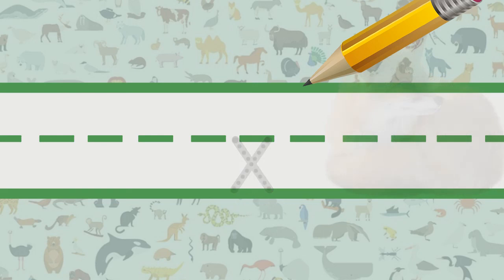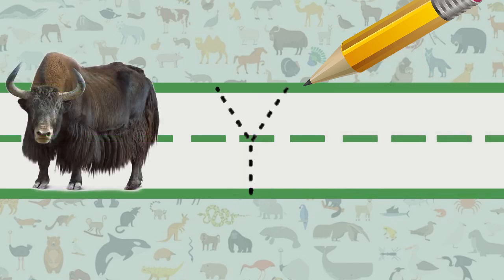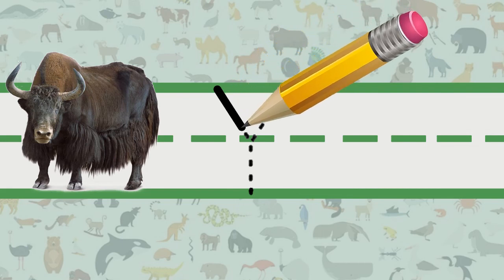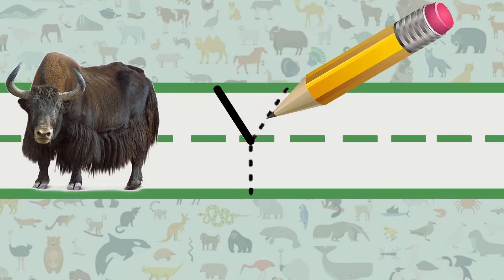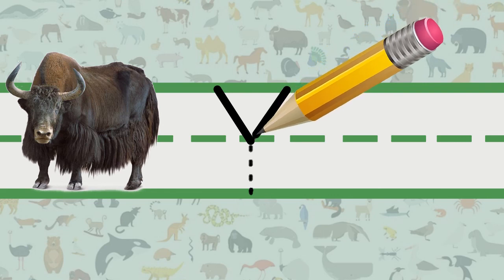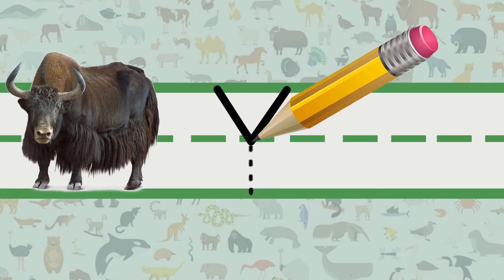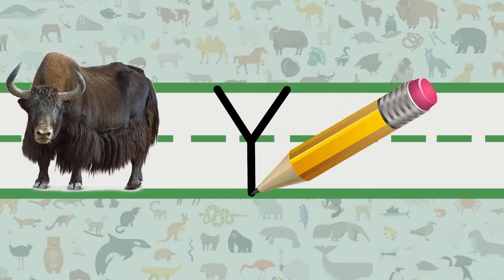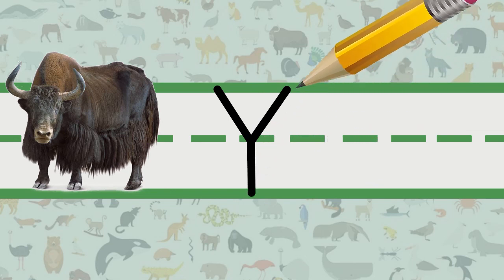Good job. Now let's write the letter Y. Y as in yak. To write capital Y or big Y, start at the top and draw a diagonal line down to the middle. Then go back to the top and draw another diagonal line down to the middle. Then draw from the middle a straight line down to the bottom. Good job. Let's do that again.